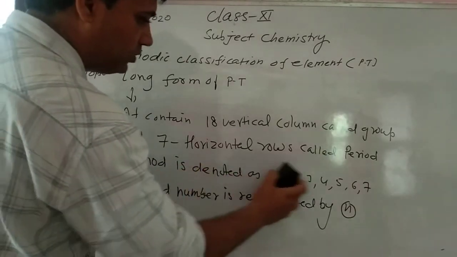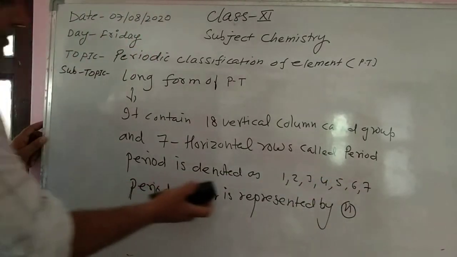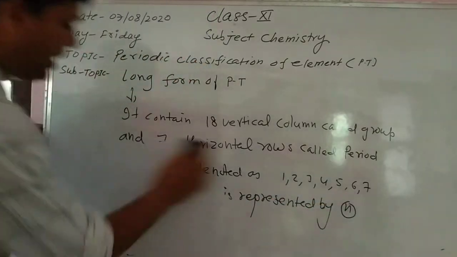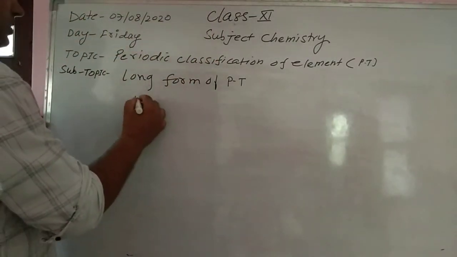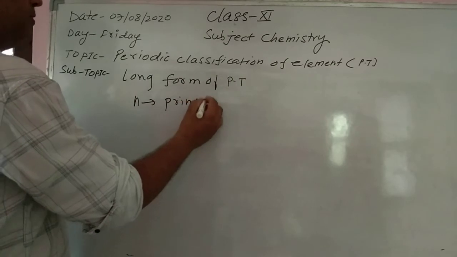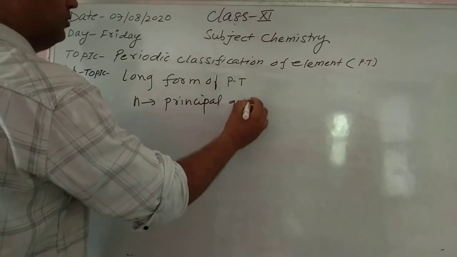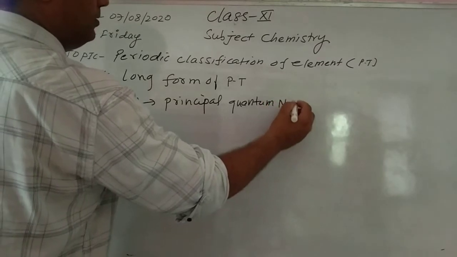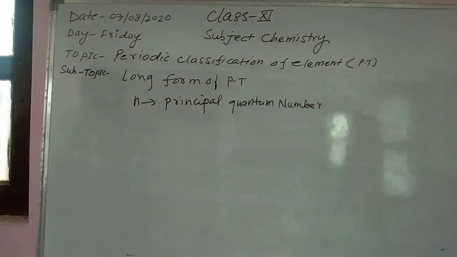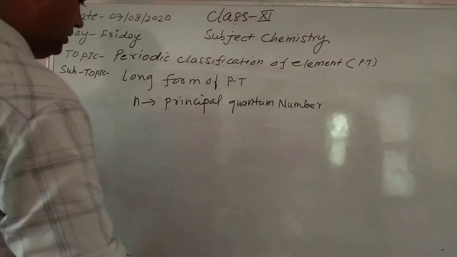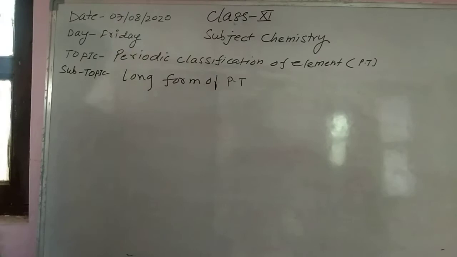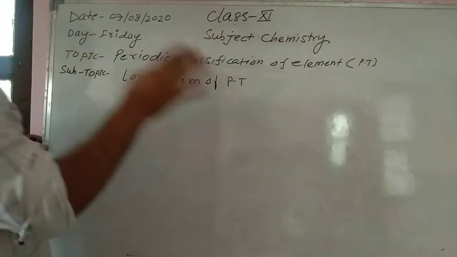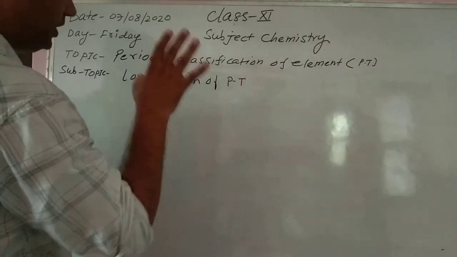Periods are denoted as 1, 2, 3, 4, 5, 6 and 7, and the period number is represented by small n, and small n is also known as the principal quantum number. So the long form of the periodic table contains 18 vertical columns, which are known as groups, and 7 horizontal rows, which are known as periods.